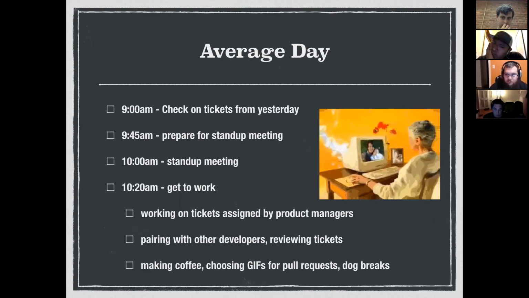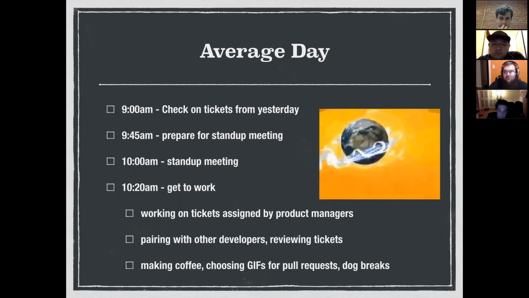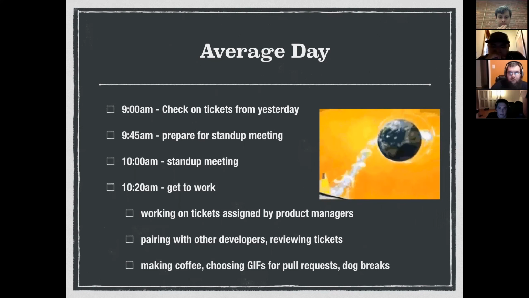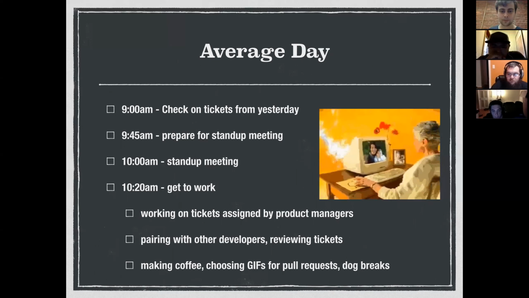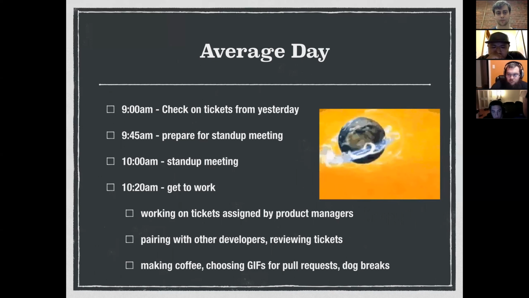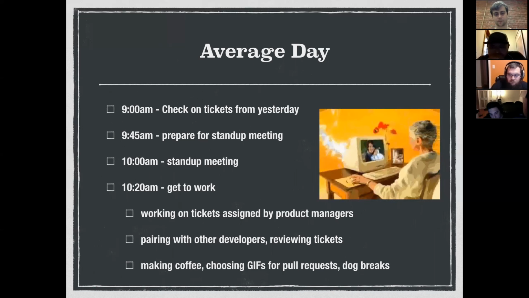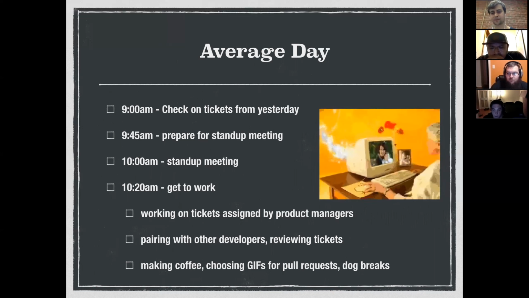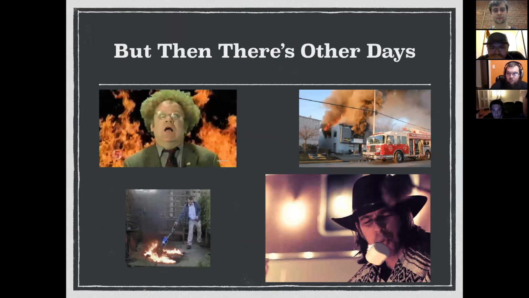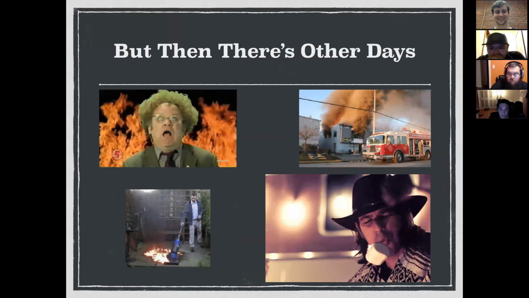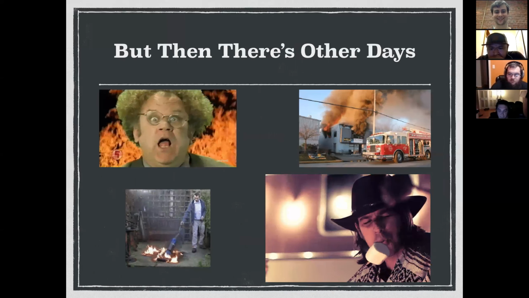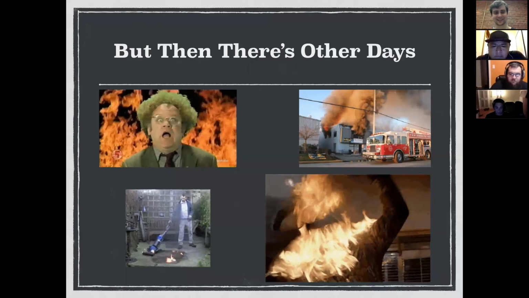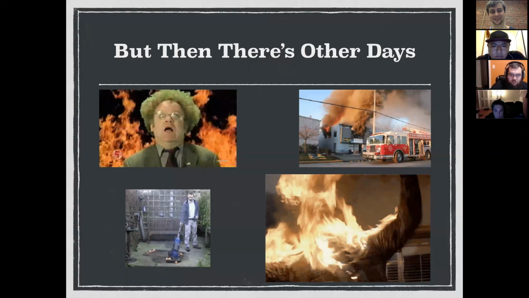From 10:20 on, it's usually just getting to work. It's a lot like what you do, except without the guides in a lot of cases. What you're preparing to do in coding is just that big chunk of the day of getting to work. That involves working on tickets assigned to you by product managers, pairing with other developers, reviewing other developers' tickets, making copy, choosing diffs for pull requests, and hanging out with your dog if you work from home. Then there are other days where everything's a disaster and you're just cleaning up the mess, putting out fires for the whole day. It's more common than you might think, but it's not weekly or anything, but there are usually days where you've got to put out a fire.